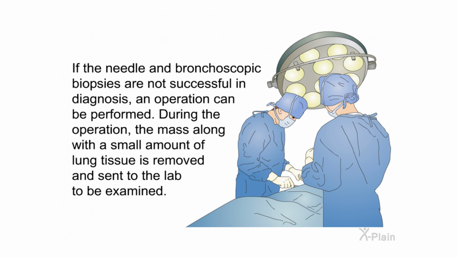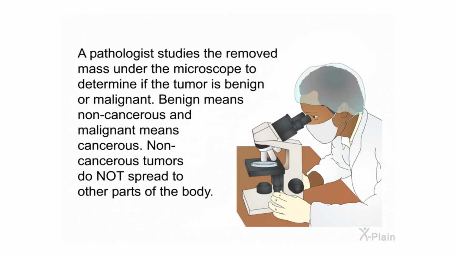If the needle and bronchoscopic biopsies are not successful in diagnosis, an operation can be performed. During the operation, the mass, along with a small amount of lung tissue, is removed and sent to the lab to be examined. A pathologist studies the removed mass under the microscope to determine if the tumor is benign or malignant. Benign means non-cancerous and malignant means cancerous. Non-cancerous tumors do not spread to other parts of the body.